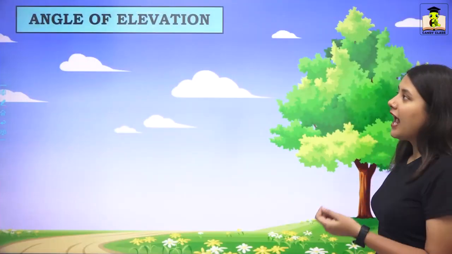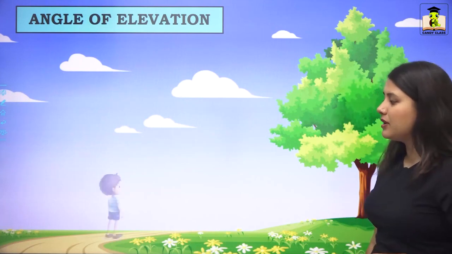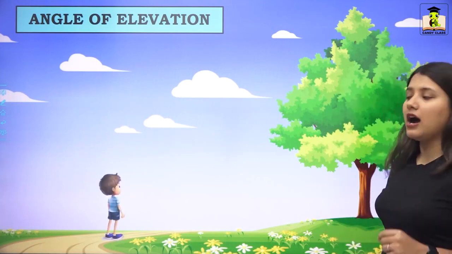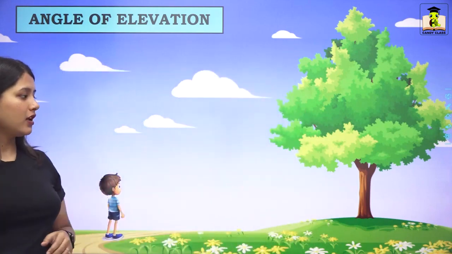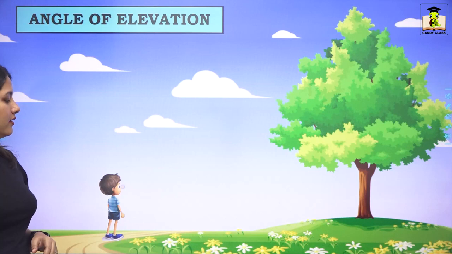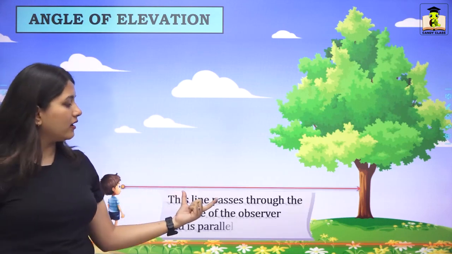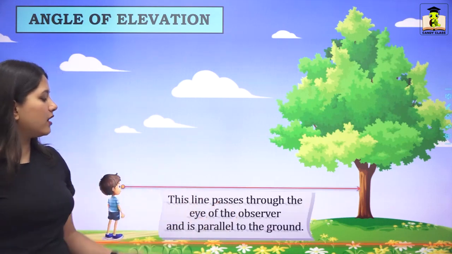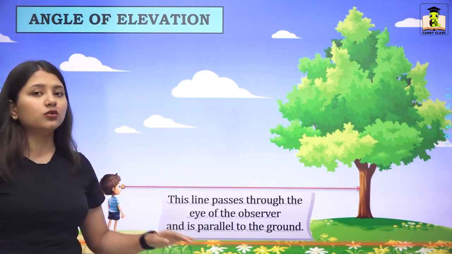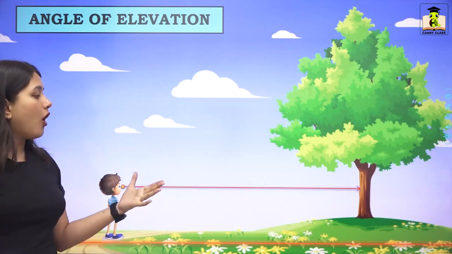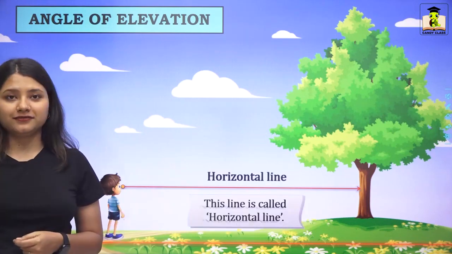Now, move on to the second term, that is angle of elevation. What is angle of elevation? For this, let me take another example. Now Rohan comes to the park and is standing in front of a tree. So you can see a line here. This line passes through the eye of the observer and is parallel to the ground. The line which is parallel to the ground is known as the horizontal line.